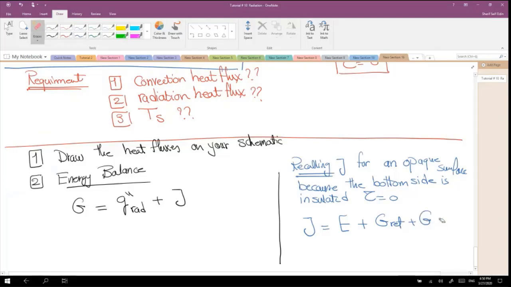Sherif? Yes. In your energy balance equation, where's the convection? Is it supposed to be there or not? Sorry, the convection one. This is the convection, that's right. Thank you. And radiation is already included in the J. Yeah, that's right. Thank you.